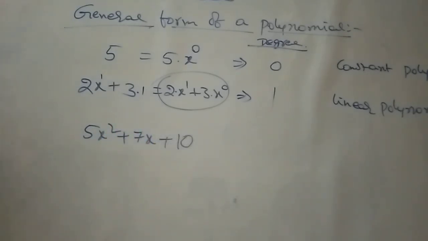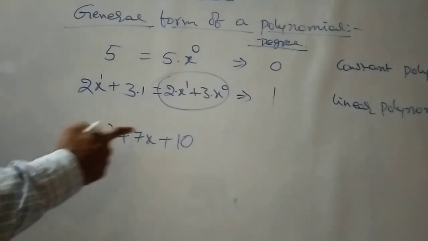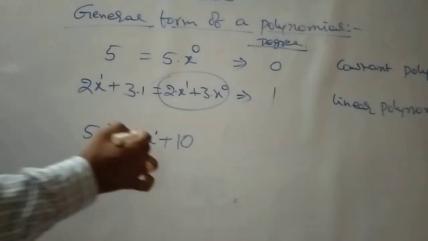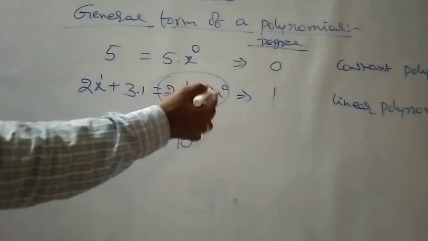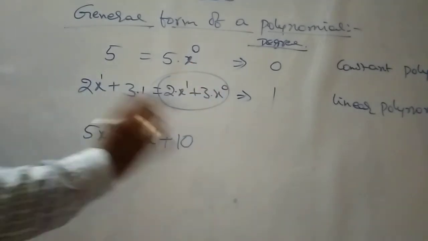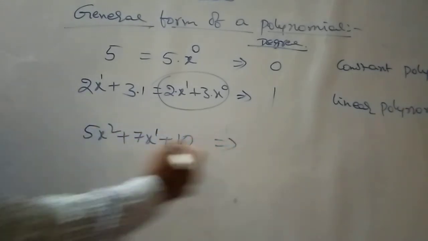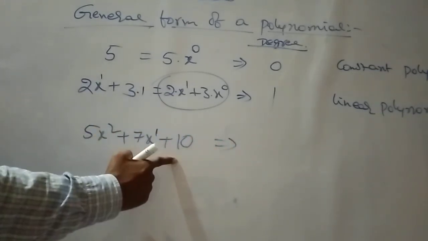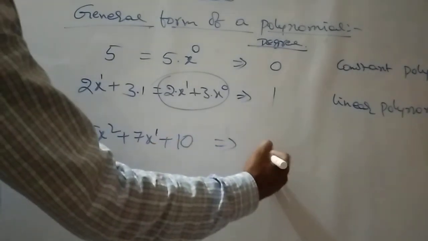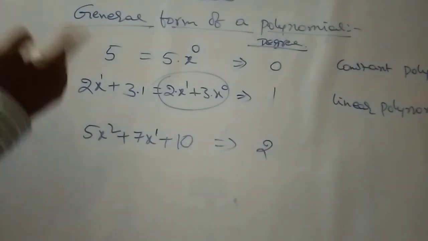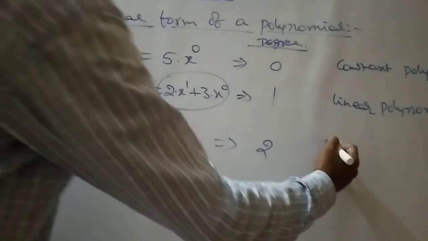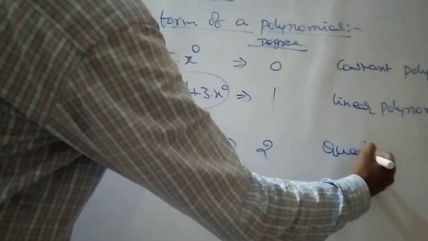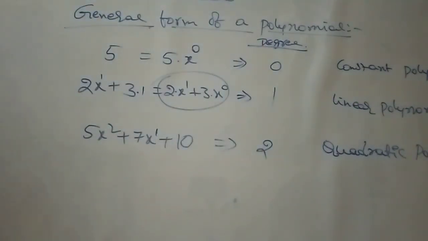Next, third one, 5x square plus 7x plus 10. Now here we have three terms. First term degree 2, second term x power 1, next plus 10 into 1, which we can write as x power 0. Now the degree of this is the largest value, that is 2. If the degree of the polynomial is 2, it is called a quadratic polynomial.